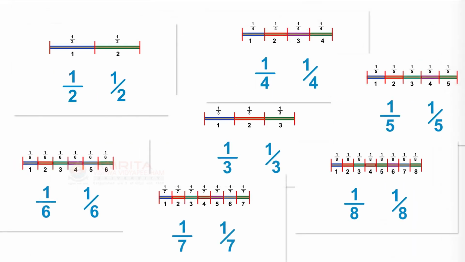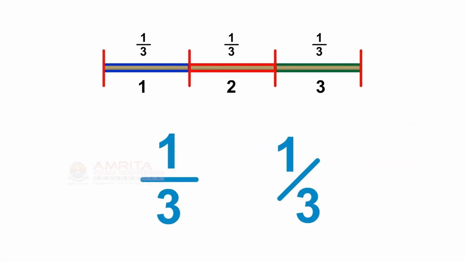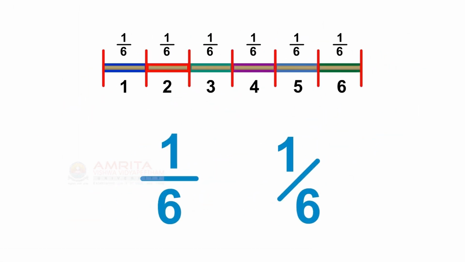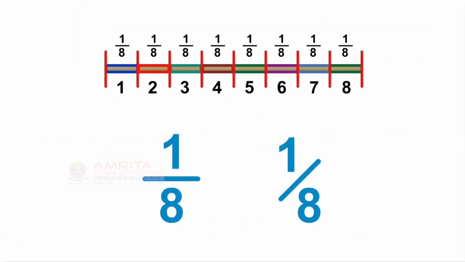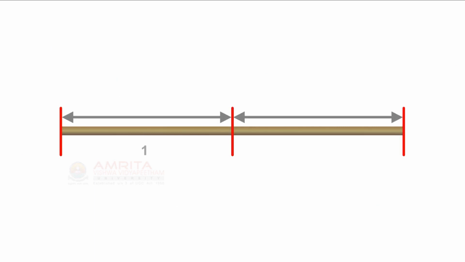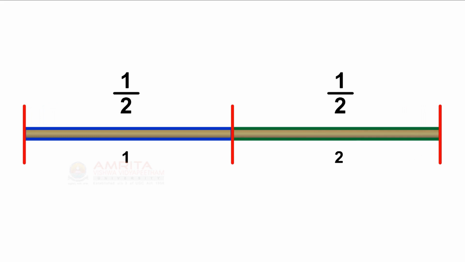In the previous session, we have learned how to read and represent 1 by 2, 1 by 3, 1 by 4, 1 by 5, 1 by 6, 1 by 7, 1 by 8 in figures. We will again take the example of the same rod. We've already seen that when the rod is divided into 2 equal parts, the fraction for each of the equal parts is written as 1 by 2. 1 by 2 is also called half.